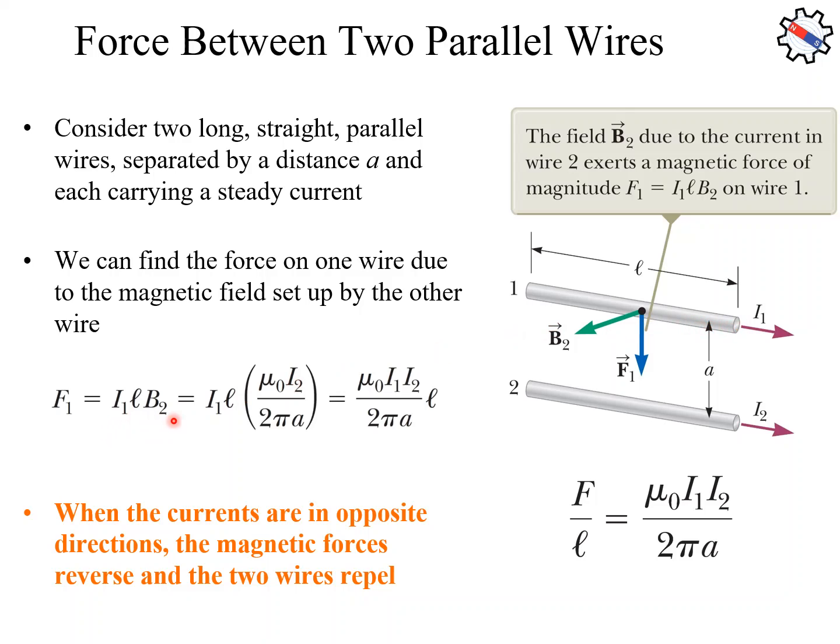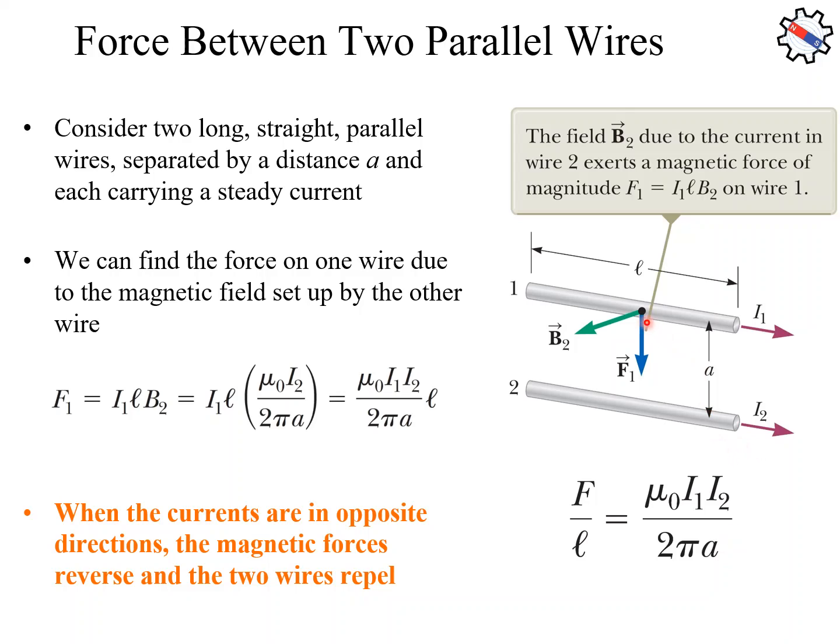So it's just ILB. Well, IL times by B, what is B? It's mu naught I2 over 2 pi A for this value of B2 there. And putting that together, we can see we've got I1, I2 there over 2 pi AL with a constant, the permeability constant in front. So we could talk of a force per unit length, which might be a more useful sort of thing to talk about for wires, depending on the two currents and the distance between them. It goes as 1 over A then.